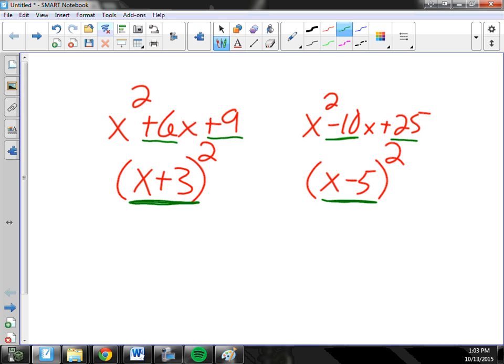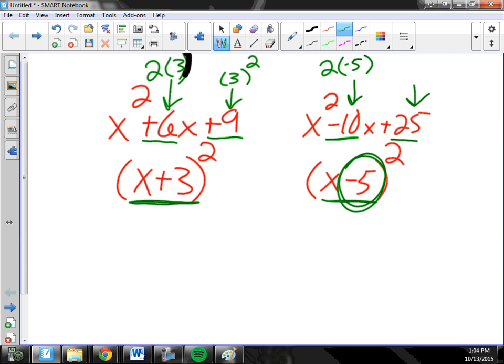And you'll notice that the middle term is actually 2 times the root, or the factor 3. And that's true over here on this other side. The middle term is 2 times negative 5. And that's a pattern we're going to use today. And the last term happens to be the end term in the factor squared. So if your factor is x plus 3, the middle term is 3 times 2. It's double the 3, 6. The last term is 3 squared, which is 9. And the same holds true over here. If my factor is x minus 5, then the end term is going to be negative 5 times itself, which is 25.